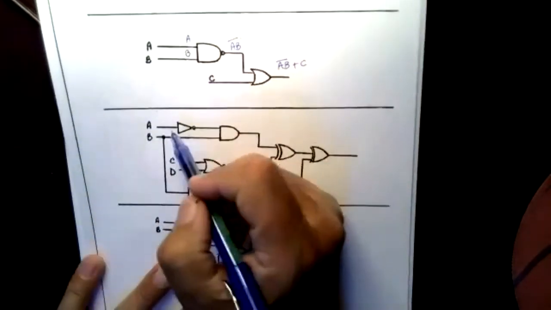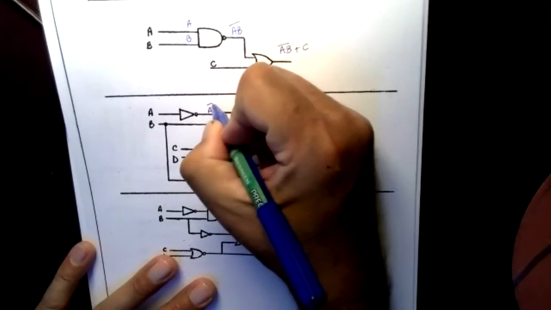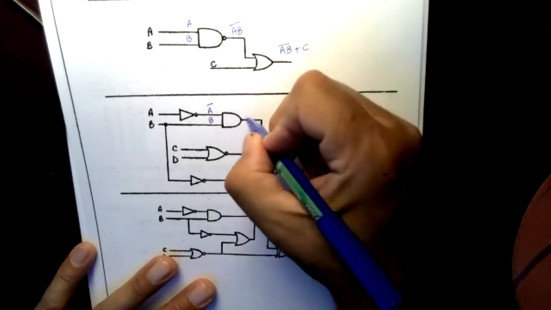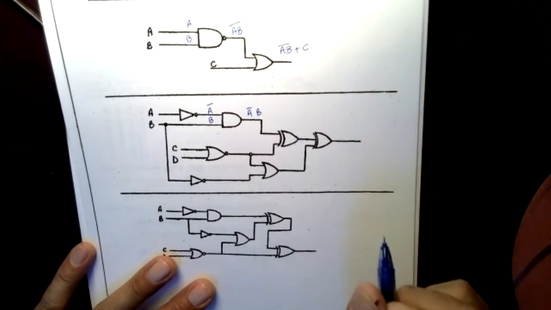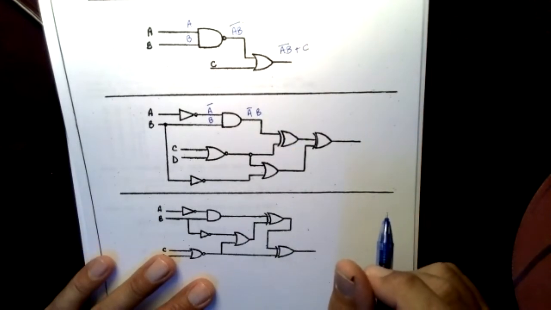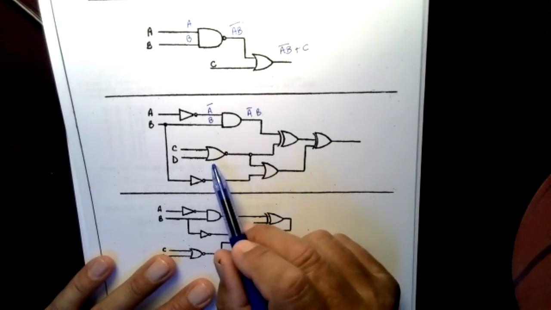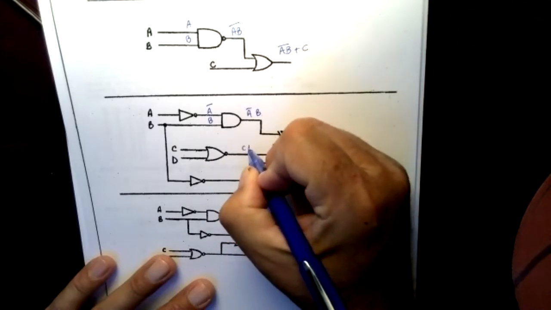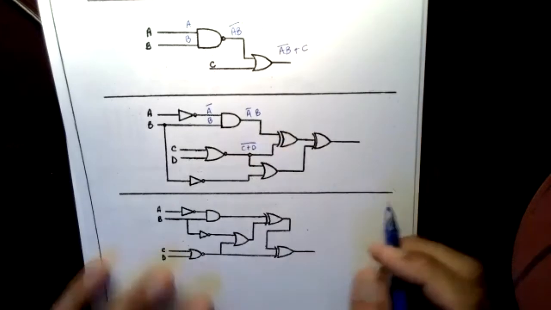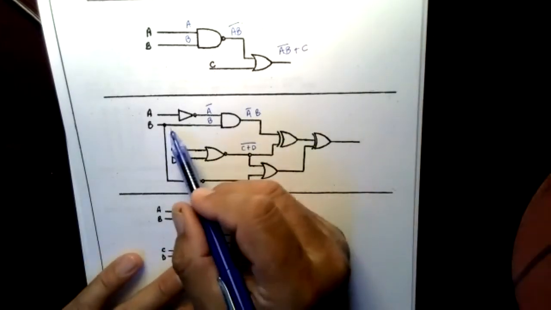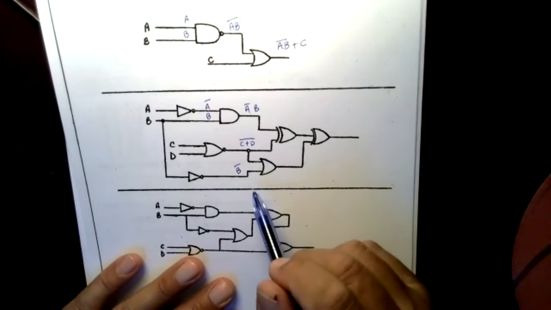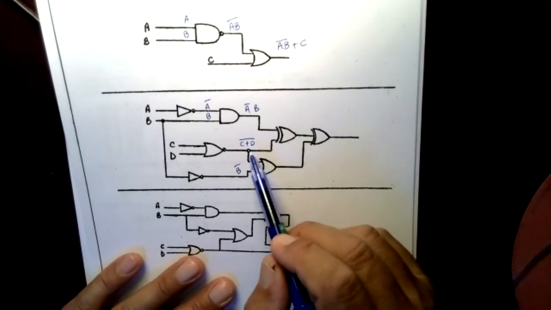So let's see, the A goes in. This gives me A not. This gives me B. Coming out of that, I'm going to AND it. So this is not A times B. Coming out of this one is the CD. That's the OR, but it's really NOR because I'm going to not it. So this should be C plus D, knotted. That's a B not. To B or B not? Well, that's not right. So this is a break.